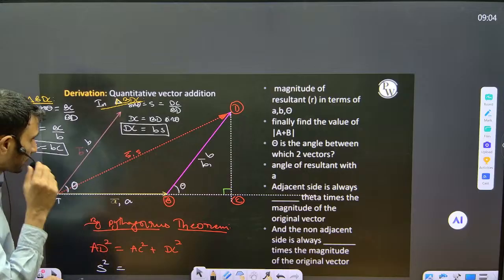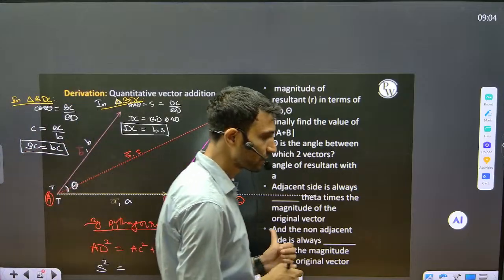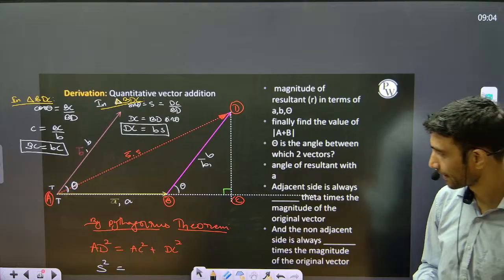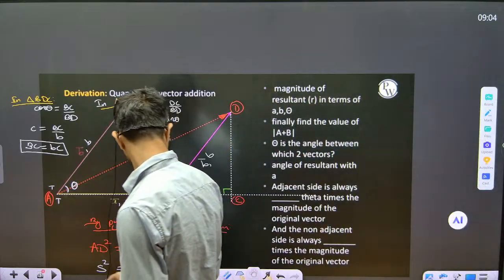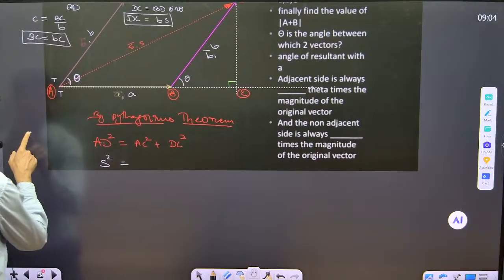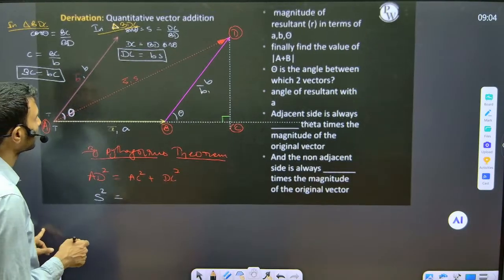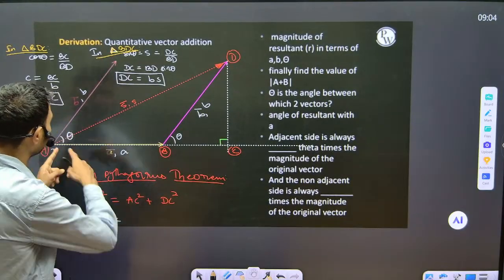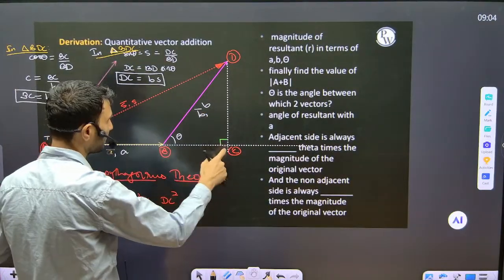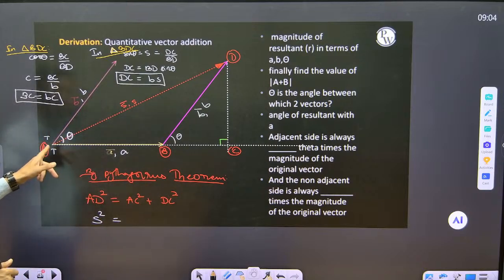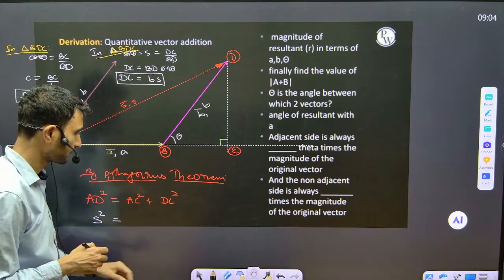So let us continue with this. We were deriving this formula, and we reached till here, Pythagoras theorem. We said that AD square is nothing but AC square plus CD square, right? That's what we've written. Now AD is how much? AD is basically S.